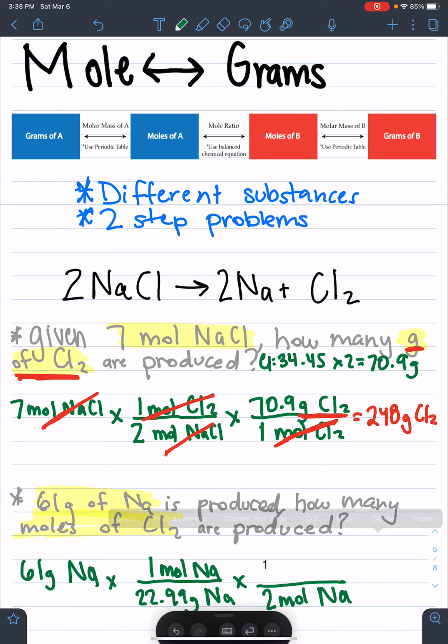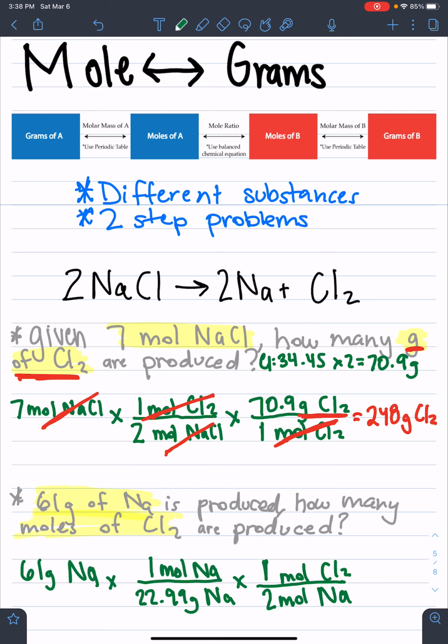Alright, so you'll see that we have 1 mole of Cl2 for the top. Now if we try to cancel out our units, you'll see that we have grams of Na on top here, grams of Na on the bottom. You have moles of Na on the top, you have moles of Na on the bottom. So you're just left with moles of Cl2 for your units.